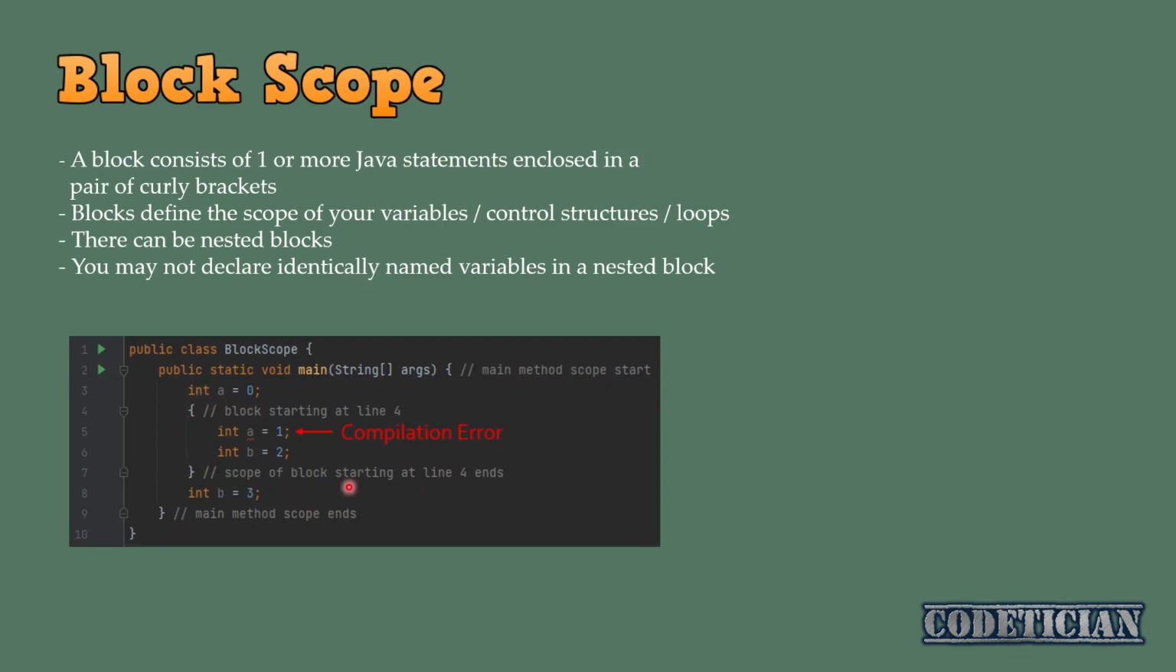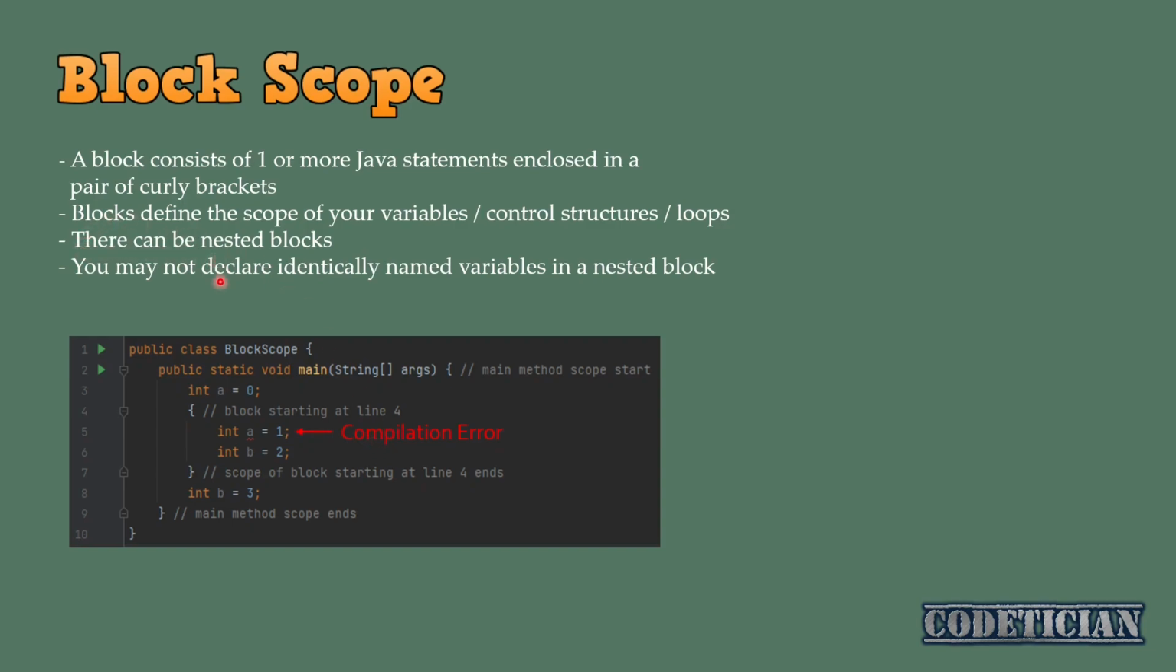The second is that blocks define the scope of your variables. What does this mean? The scope starts at line 2 and ends at line 9. For variables, it means that if you are defining one variable in this scope, you cannot define a variable with the same name again in this scope. If you do, it will give you a compilation error. For example, I have defined a variable int a at line 3. Now, till line 9, I cannot define again a variable with the name a. If you do, it will give you a compilation error.